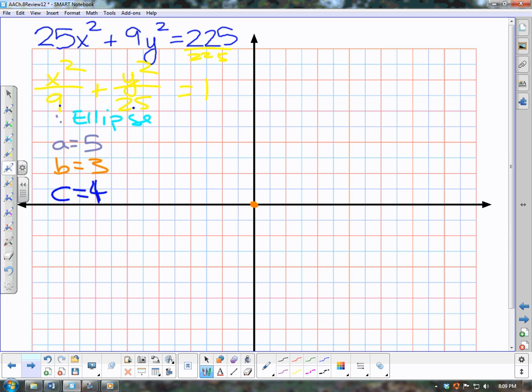A is 5 and it's underneath the y, so we're going to go up 5 and down 5. B is 3, so we're going to go left 3 and right 3. And C is 4, so we're going to go up 4 and down 4 for our focus points. And so then we will have that for our ellipse.